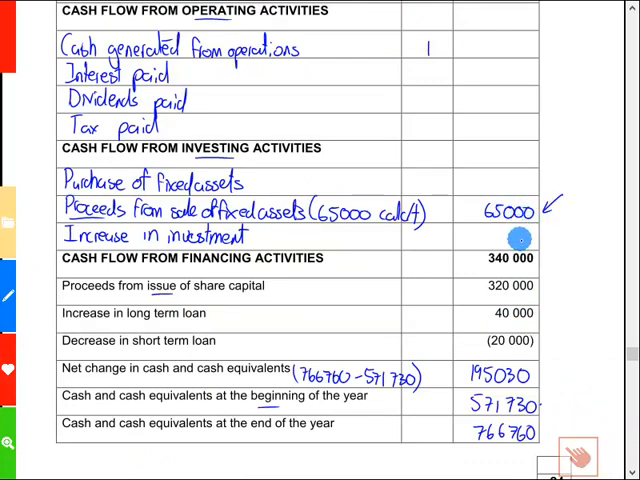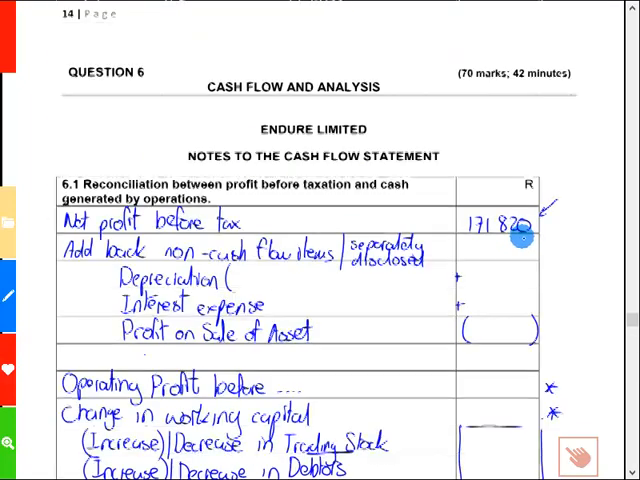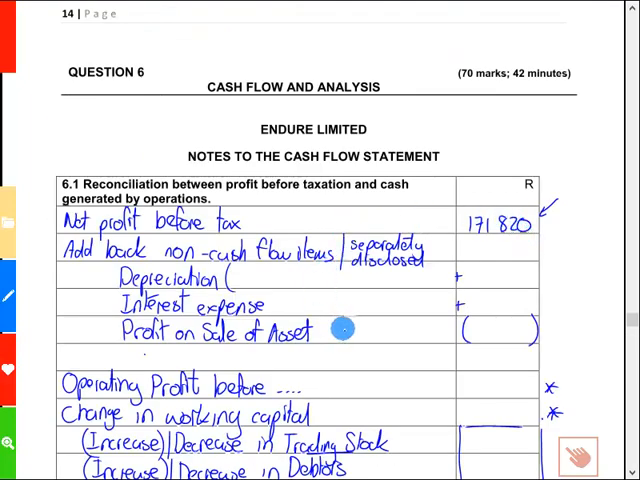Because it's separately disclosed, the profit on the sale of the asset is actually considered to be a non-cash flow item, because the cash flow item is the proceeds. So we have to subtract it here. Otherwise, we're going to account for it twice. Happy with that? Good.